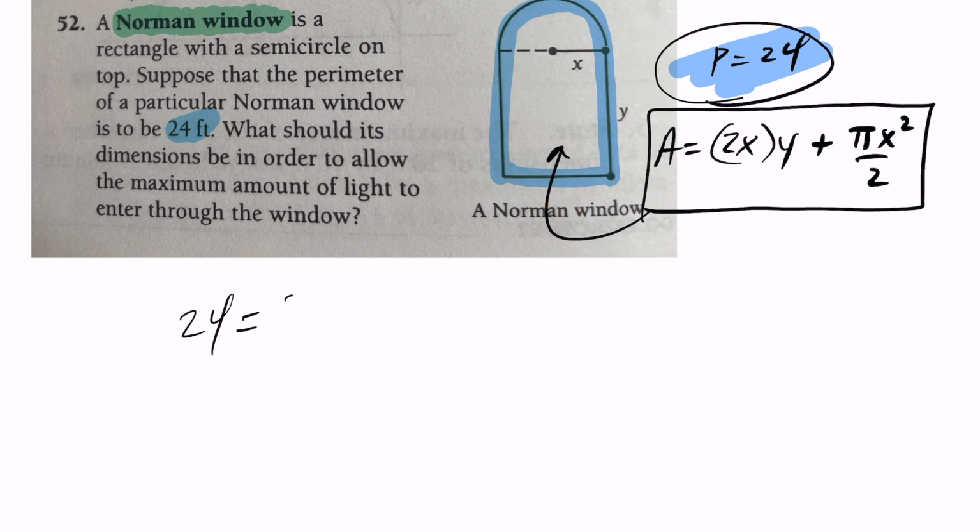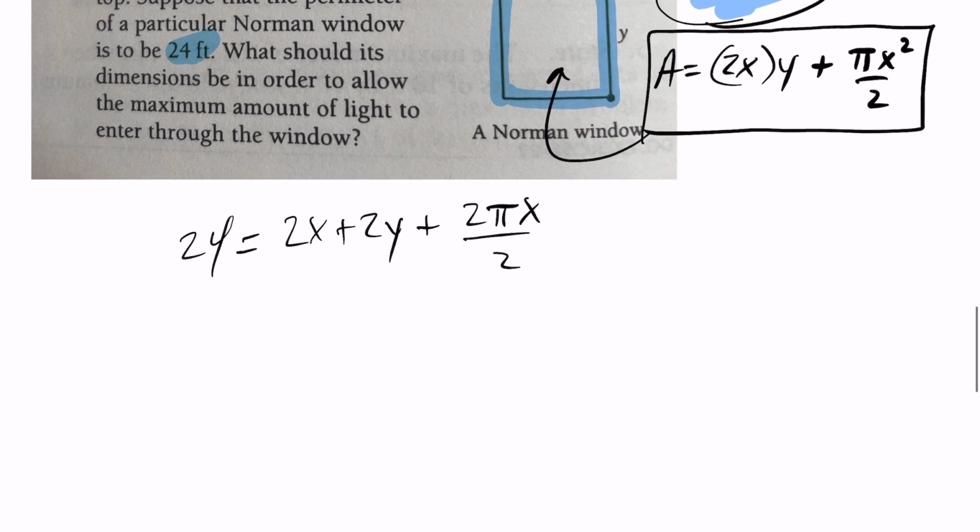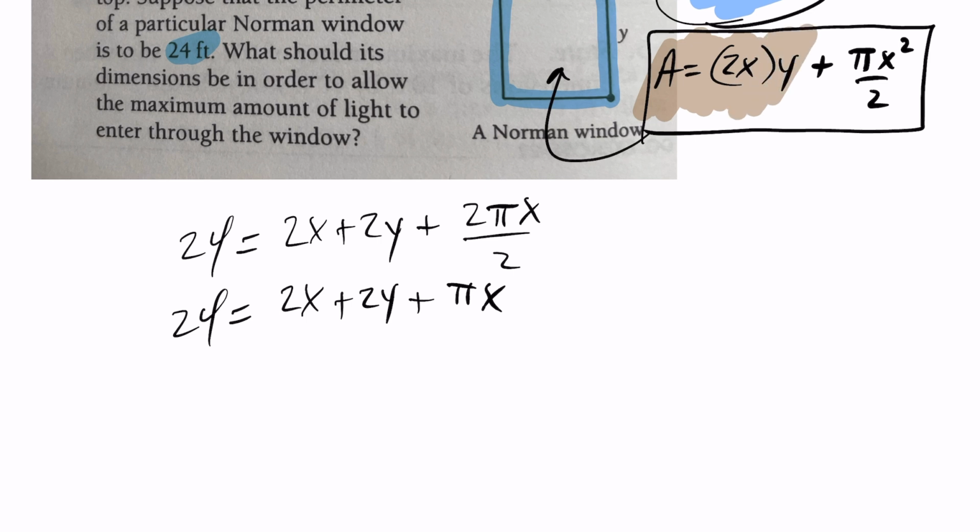So I'm going to get 2x plus 2y, plus the circumference of a circle, which is 2 pi r, and my r is x here. But again, this is half of a circle, so I divide that by 2. So therefore, the perimeter of this shape is 24, which is going to equal 2x plus 2y plus pi x. So again, I have this formula represented here for the area of this shape.